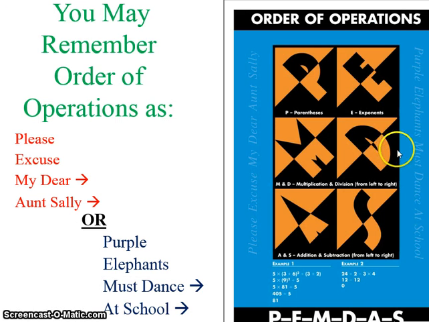You may remember the order of operations as one of these two sayings, either "Please excuse my dear Aunt Sally" or "Purple elephants must dance at school." Notice, either way, my dear and Aunt Sally go together just as much as must dance and at school go together, because they stand for multiplication, division from left to right, and addition and subtraction from left to right.